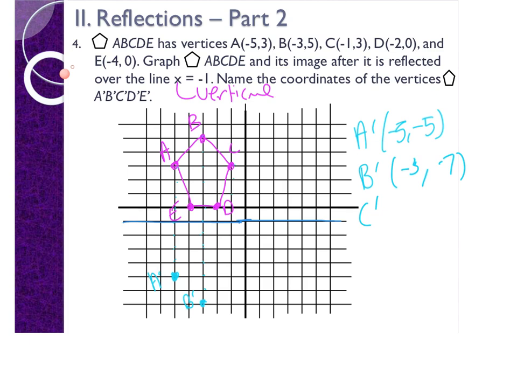C prime is 1, 2, 3, 4 from the line of reflection, so it'll be 1, 2, 3, 4 below. So -1, and 1, 2, 3, 4, 5. -1, -5. D prime is 1 above the line of reflection, so it'll be 1 below. -2, -2. And then E prime, E is 1 above, so it'll be 1 below. It'll be at 1, 2, 3, 4, -4, -2.